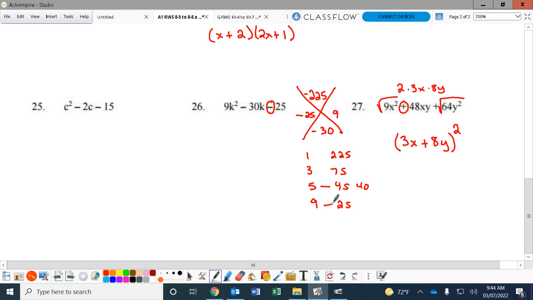The difference between these is going to be what? 14? No, 60. So we jump from 40 to 16. There's no way to get it to equal or add up to 30. Because of that, guys, I can't do anything in this problem. Because I can't do anything in this problem, what do we write down? Prime.